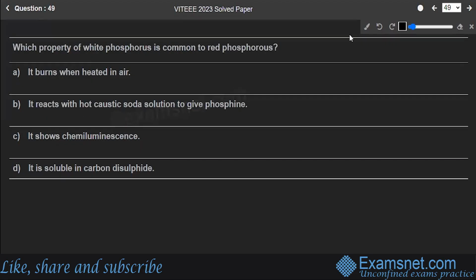Next is question number 49. Which property of white phosphorus is common to red phosphorus? Both white and red phosphorus burn when heated in air. This is a common property in both of them. So option A is the correct answer to the question. Next, it reacts with hot caustic soda solution to give phosphine. It shows chemiluminescence. No, it is soluble in carbon disulfide. That's also wrong. We have option A as the correct answer to the question.